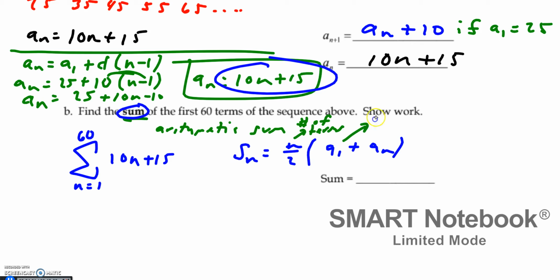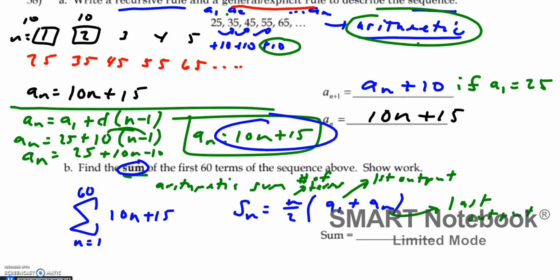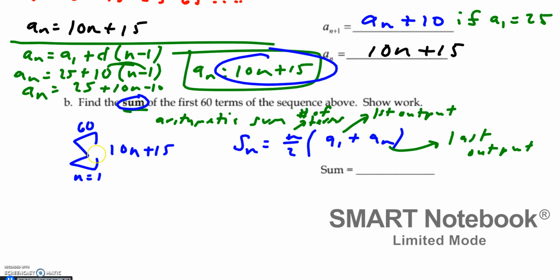A sub 1 represents your first output value, and a sub n represents your last output value. The reason I say output value is that when you have a sequence, what you're actually given are the output values, because the input values are 1, 2, 3, 4, 5. Here I'm inputting 1 and 60, so I need to figure out what my output values are. But first, the number of terms. If I'm going from 1 to 60, that is 60 terms exactly.